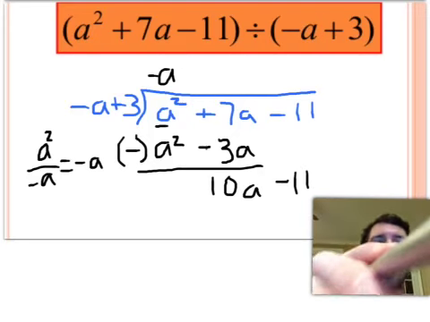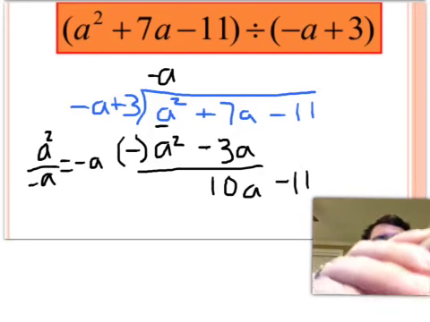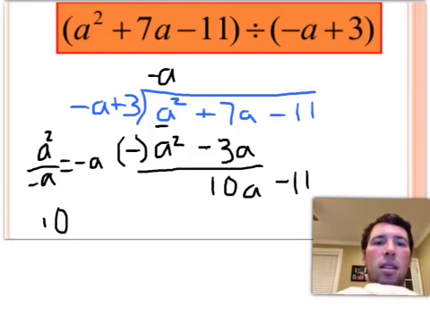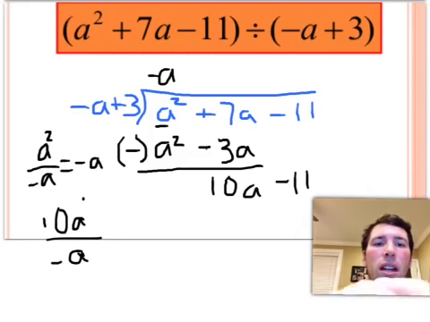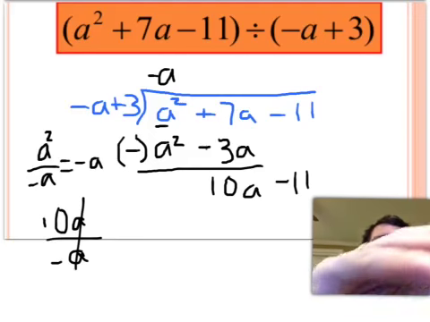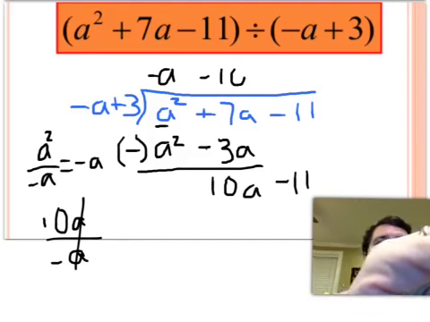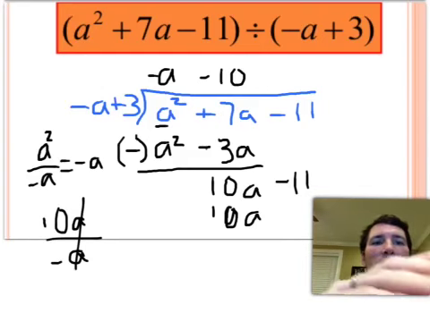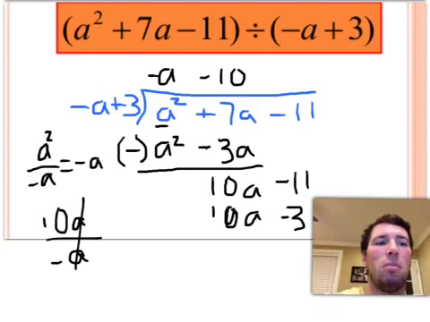So now I'm going to take this 10a and divide it by negative a. Let me get my pen back up here. 10a divided by negative a. My a's are going to cancel out, and I'm going to get a negative 10. So that goes right here. And negative 10 times negative a is a positive 10a. And negative 10 times 3 is negative 30. Am I going to write over my picture? I did. Wow, it works.